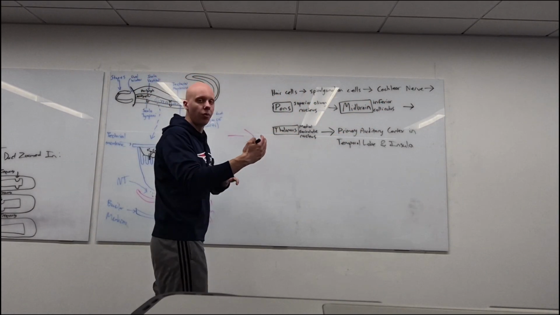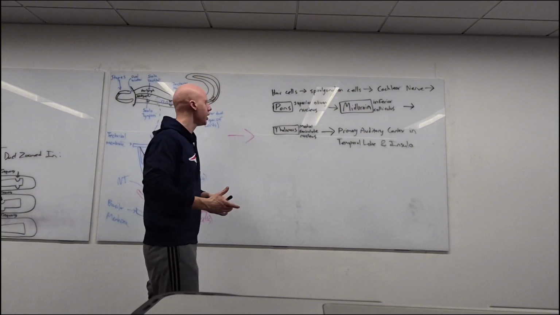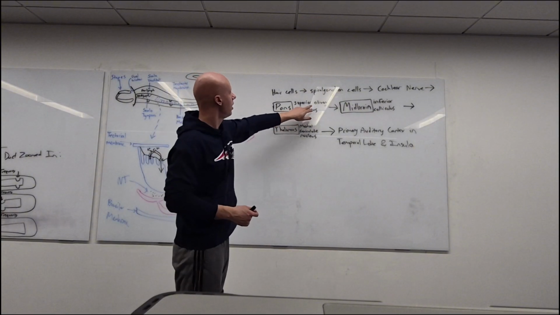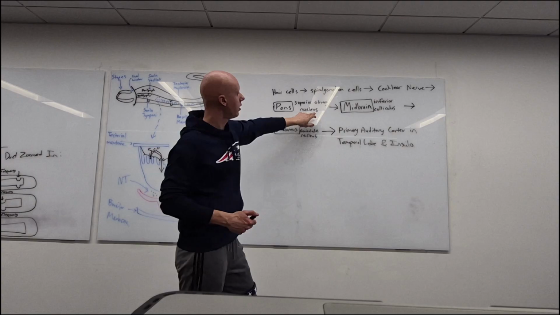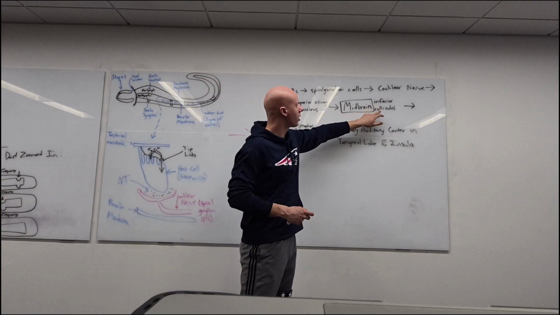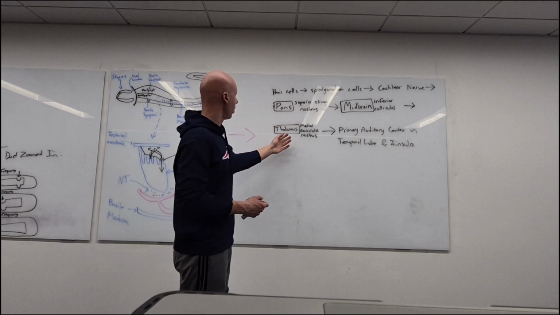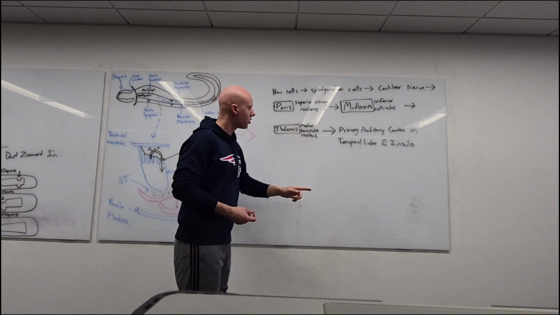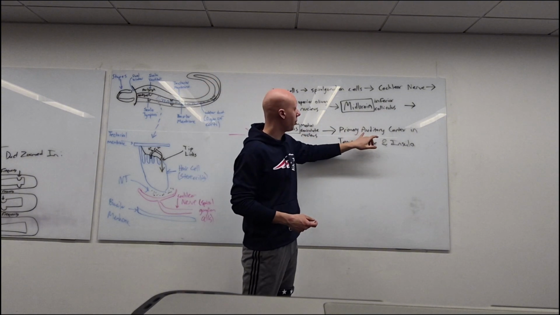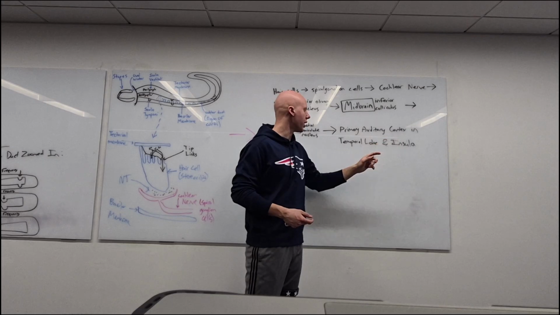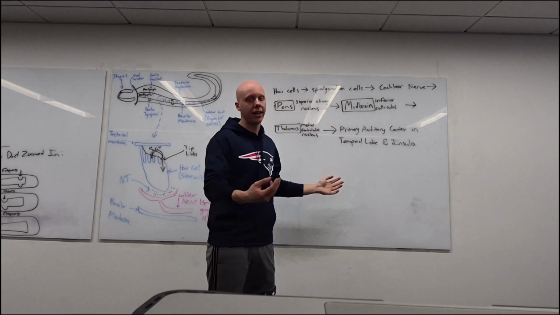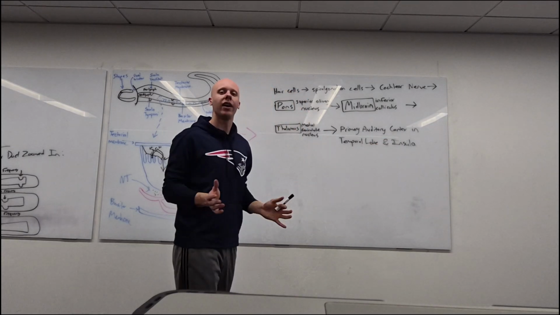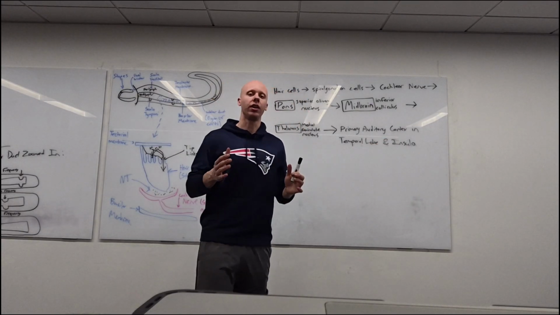Then we go through the whole pathway that Fareed was talking about in her video, where we go from the pons, the superior olivary nucleus, to the midbrain, the inferior colliculus. Then we go to the thalamus, more specifically the medial geniculate nucleus, and then we get into the primary auditory cortex in the temporal lobe and then the insula. So that is the entire hearing pathway.